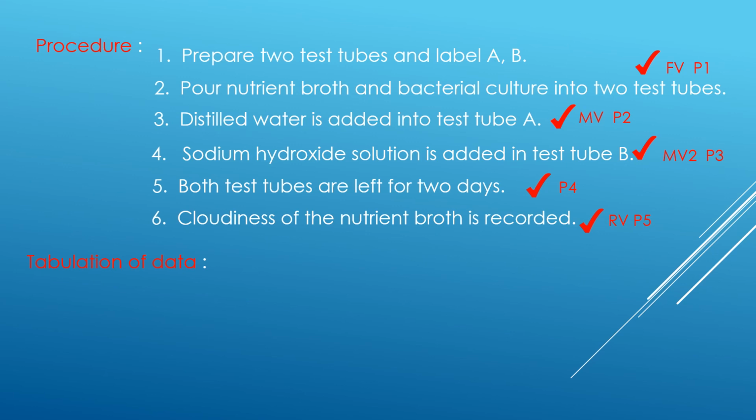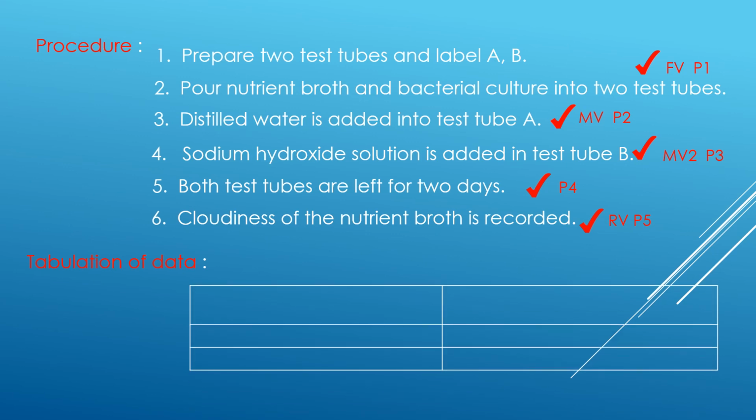The last part is tabulation of data. Students must present the answer in a table. Create a table with 2 columns. Write the manipulated variable, which is pH, in the left top box, and the responding variable, which is cloudiness of the nutrient broth or the growth of bacteria, in the right top box. Write the 2 pH conditions under the pH. They are distilled water and sodium hydroxide solution. Leave the boxes below the responding variable empty.